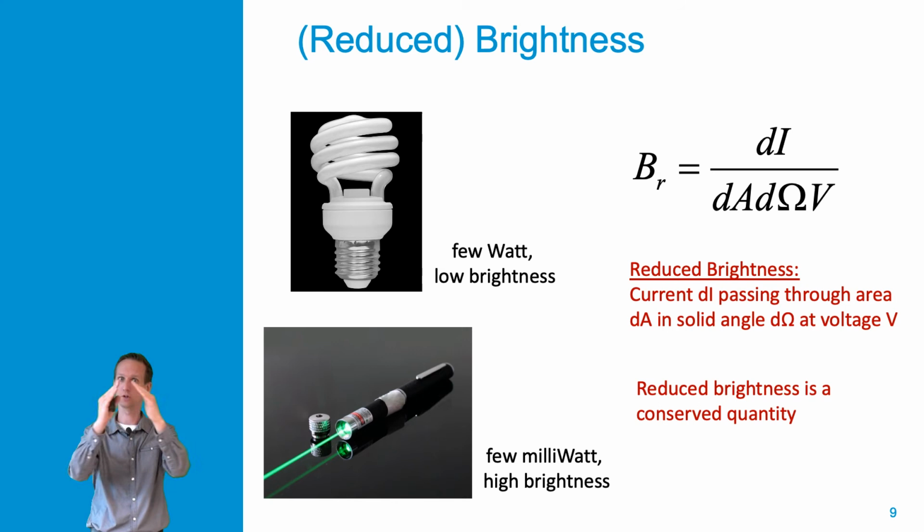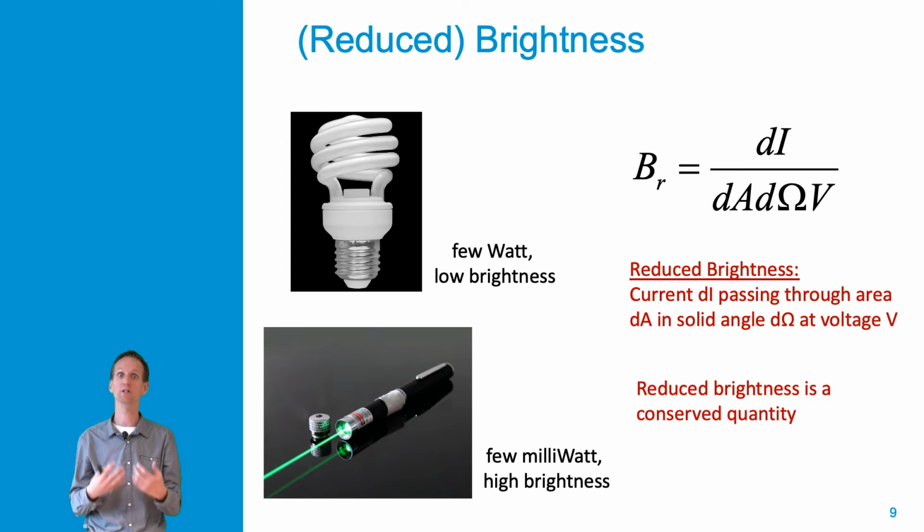So this incorporates the opening angles into the equation. And we also, in this case, scale by the voltage at which the beam, the electrons, have been accelerated. If we do not scale with the voltage, we refer to the brightness. If we scale to the voltage, we refer to the reduced brightness.